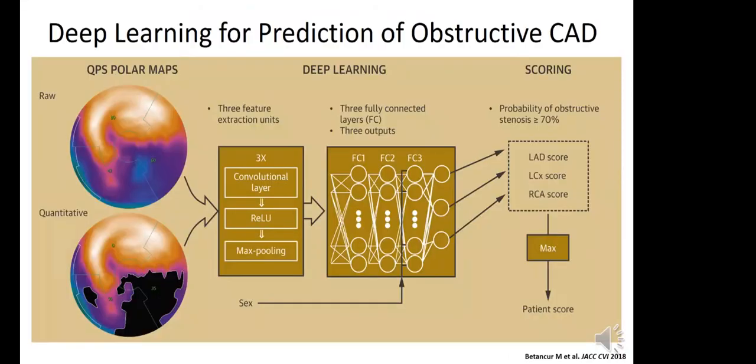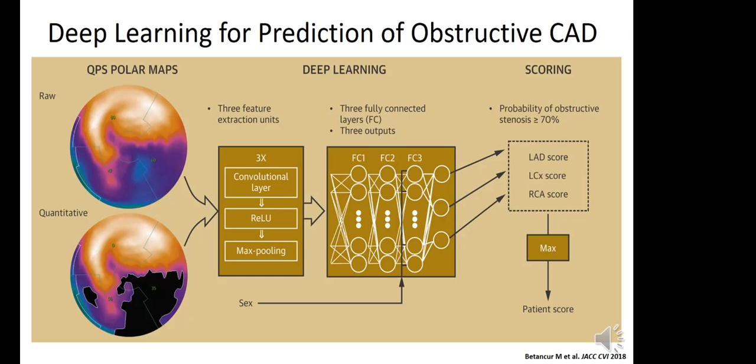In this analysis from Betancourt and colleagues from Cedars-Sinai in LA, they developed a deep learning model for the prediction of obstructive or significant coronary artery disease in more than 1,600 patients. The training dataset included patients who had both a stress test as well as an invasive coronary angiogram, which served as the ground truth for the presence of significant coronary artery disease.